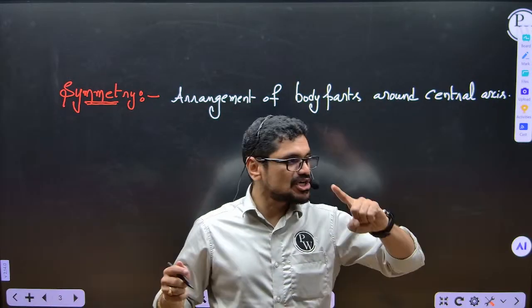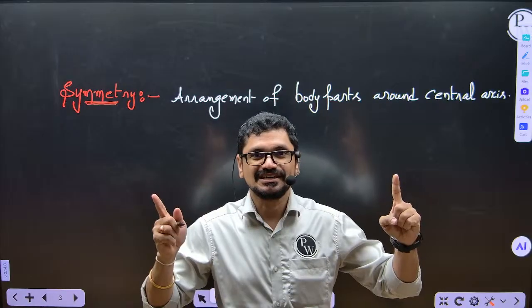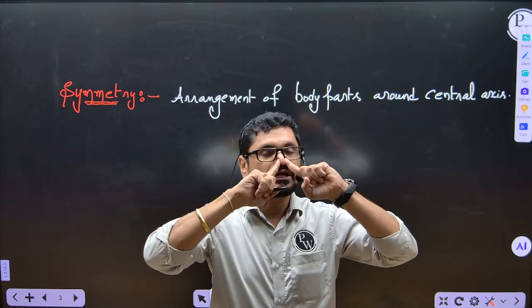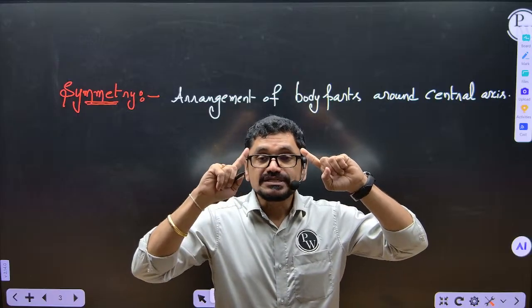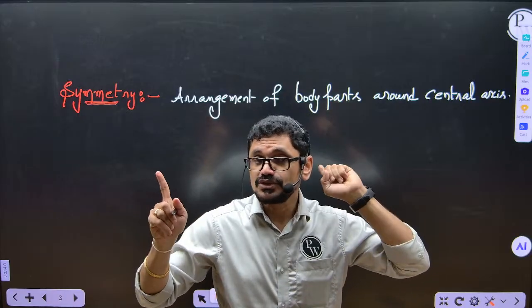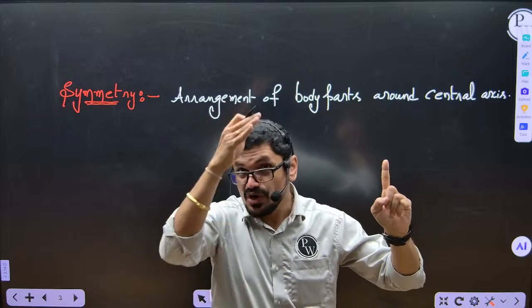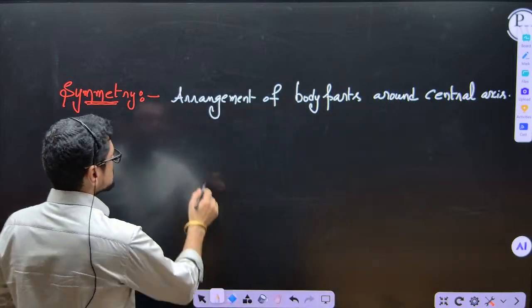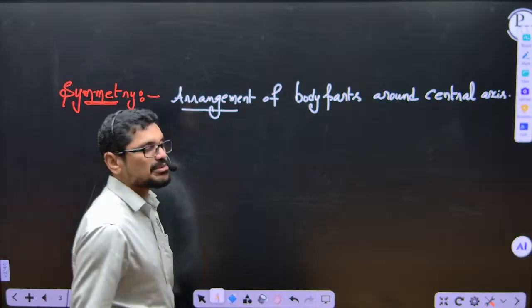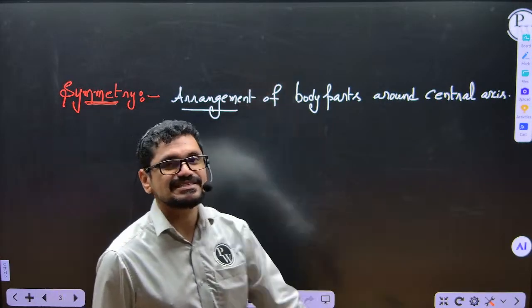Two lungs are present, one on the left and one on the right. Two nostrils are present, one on the left, one on the right. Two eyes are present, one on the left, one on the right. So from the central axis, this is how the organs are arranged. That is symmetry. So symmetry is the arrangement of body parts around the central axis.